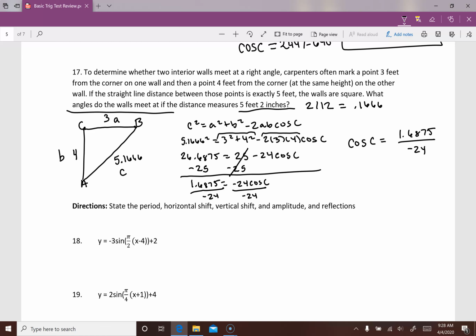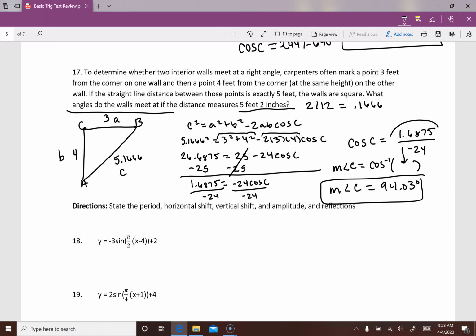Now we have to take cosine inverse of both sides, so we've got measure of angle C equals cosine inverse of this right here. And I do that math and I get measure of angle C is equal to 94.03 degrees. Okay, when I said this whole thing, I meant this whole thing goes into there. And so that makes sense, right? That we're obviously not 90 degrees, but we're fairly close.